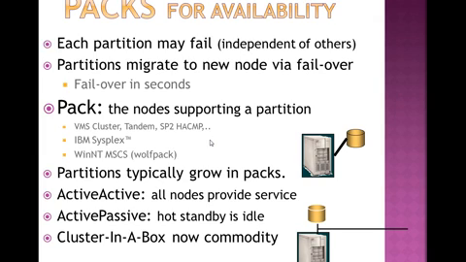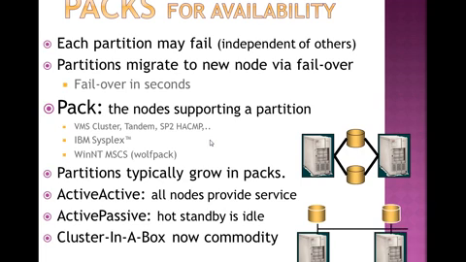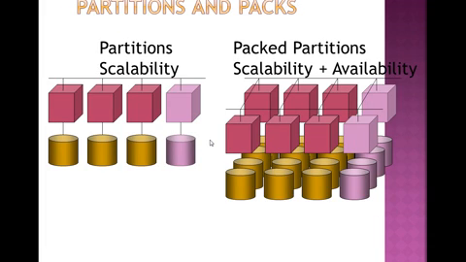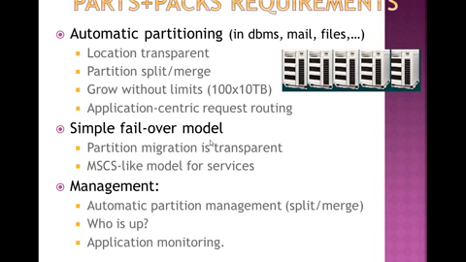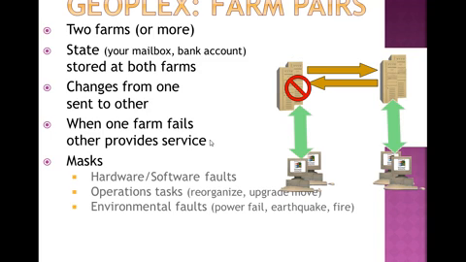Then partitions for scalability. That is, for increasing the performance, we have partitioned the memory into different categories. That is your partition. These are packs for availability, that is, we make the packing for supporting a partition part. That is your pack for availability. Then partitions and disk, this is your partition scalability. Then packed partition, that is your scalability plus availability. Then we have studied the farm pair. This is a farm pair.